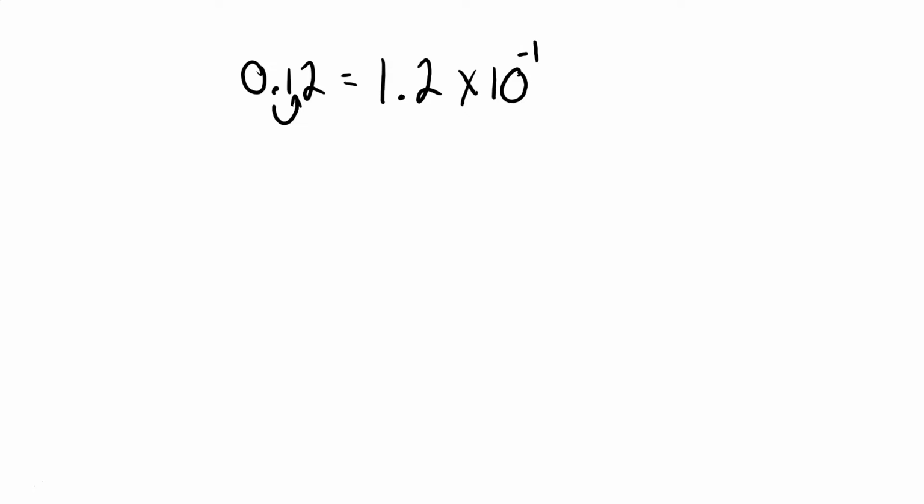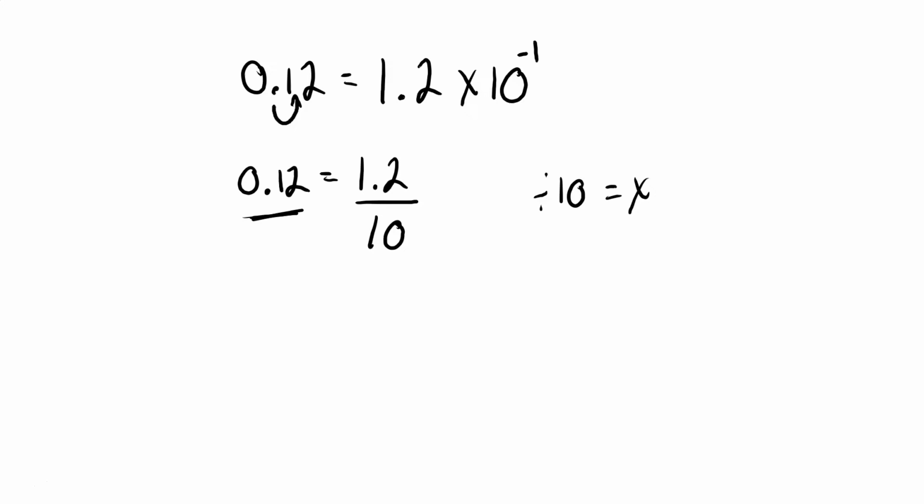Let's think about this a little bit further. In order to keep this equation in balance, if we've got 0.12, the real question is, what are we going to do to 1.2 to get it to equal this? The short answer is that we're taking that 1.2 and dividing it by 10. Dividing by 10 is the same as multiplying by 10 to the -1.